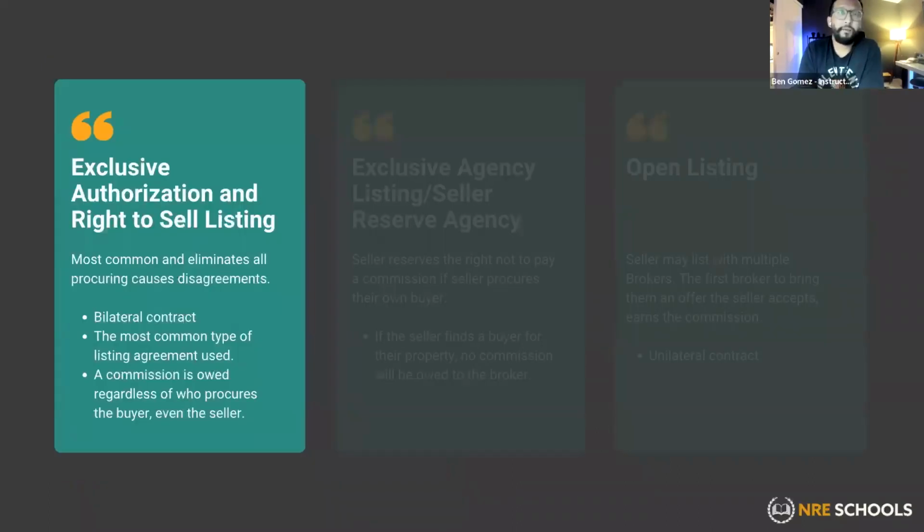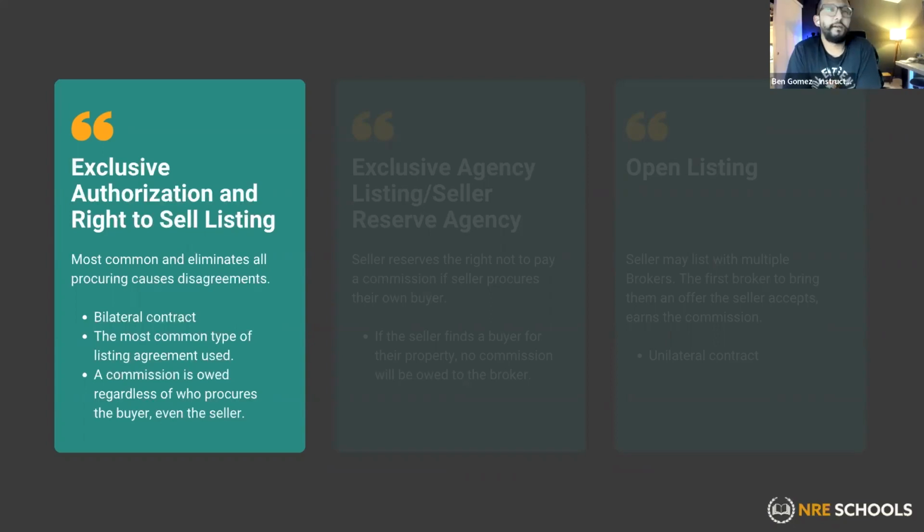And there are a couple different types of listing agreements. There's not just one. And we do want to know the different types of listing agreements here. The first one and the most common is what we call an exclusive authorization and right to sell listing. In our brokerage, this is the only type that we take. This is the only type of listing agreement that I allow my agents to take.